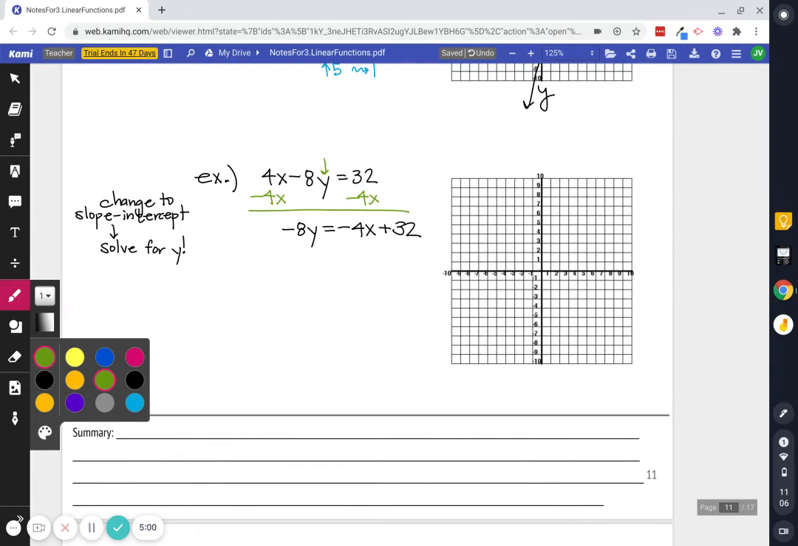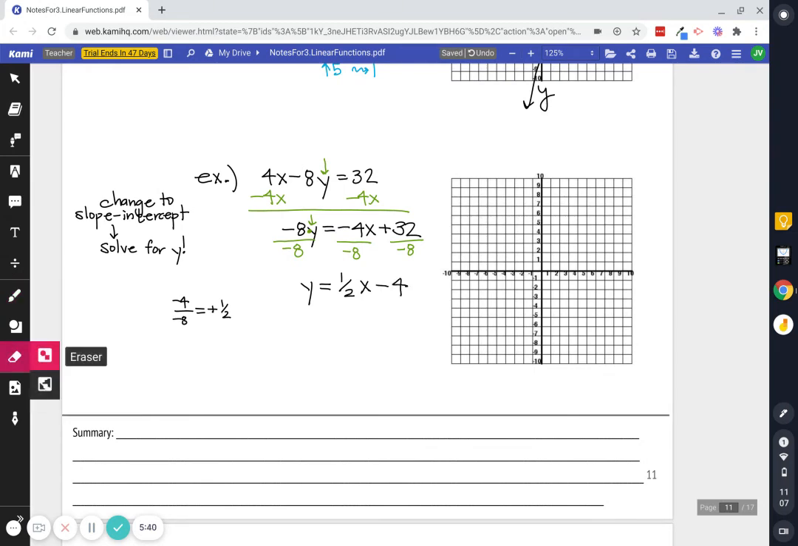The next thing I want, again, is y by itself. So I need to divide by this -8. The -8 is multiplying the y, so I cancel it by dividing. If I divide one thing, I divide everything. So every single term is going to get divided by -8. In the first place, I get y equals. In the next spot, -4 over -8 reduces to a positive, and 4/8 is 1/2. So I have 1/2 x, and then 32 divided by -8 is -4.